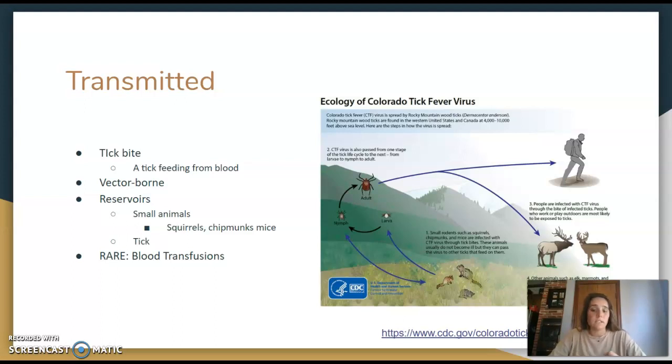So this virus is vector borne. The reservoirs, like I have mentioned, are the small animals and the tick. There are some rare cases, though, of blood transfusions. That is where an infected person hasn't waited the mandatory 6 months, or doesn't know that they even have the virus, and they decide to go donate blood. Your donated blood has the virus in it, so it is put into the person who is receiving your donated blood, essentially.